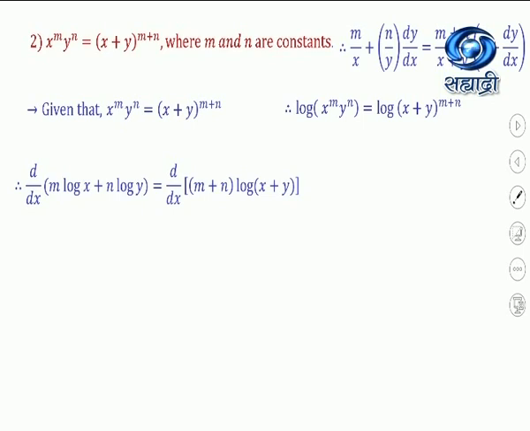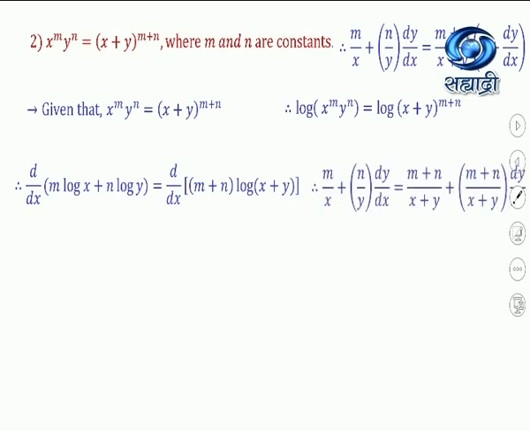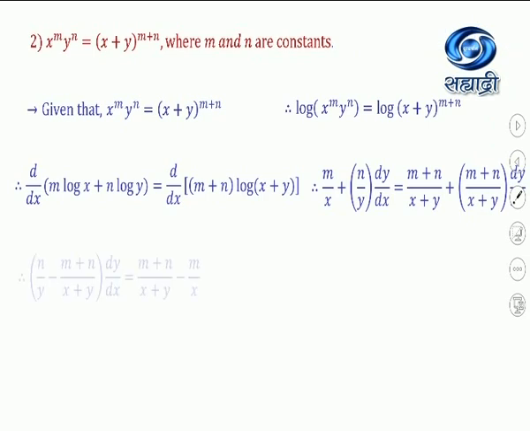Now our next step is, see here, m upon x plus n upon y into dy by dx. And now we write this m plus n into x plus m plus n upon x plus y into 1, that is this first term on the right hand side, and multiplying to the next term we get this. And now our next step is n upon y minus m plus n into x plus y. What happened here?